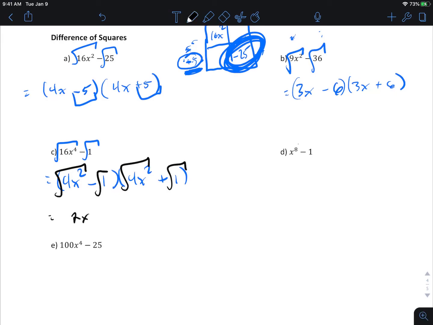So I get 2x, 1, but remember with difference of squares, I have to have two pieces when I do this. So it's 2x, 1. One has to be negative, one has to be positive. And then I do it again.